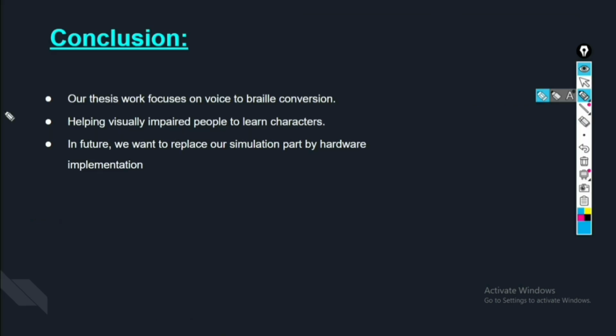Now I'm going to discuss the conclusion part of our research work. We focused on voice to Braille conversion in our research work. If we summarize, we have collected the data set in M4A format and converted it into .wav format for the ease of our use. Then we have done audio to spectrogram conversion, then spectrogram to Braille conversion. Our main motive of this research work was to make education easy for visually impaired people.